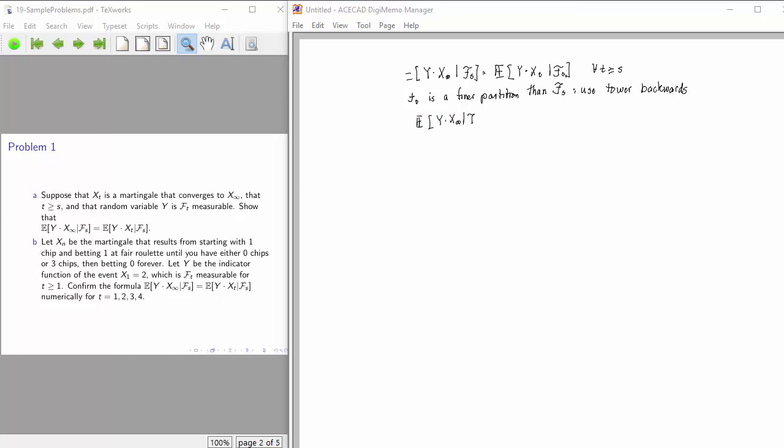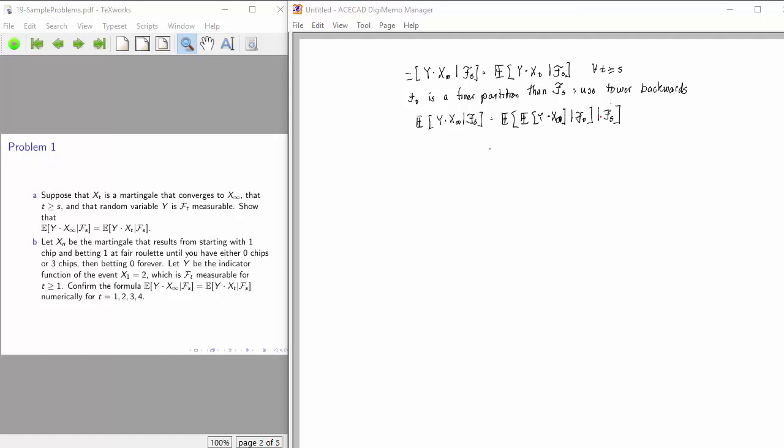Instead of just conditioning on f sub s, I'm going first to condition on f sub t to get a new random variable, and then I'm going to take that random variable and condition on f sub s. And since f sub t is a finer partition than f sub s, this isn't going to make any difference. Okay?